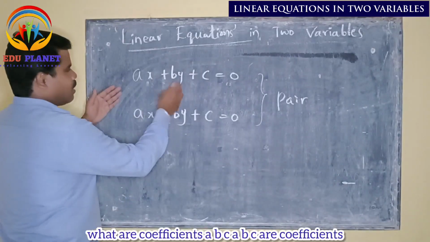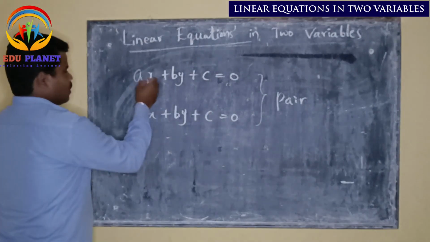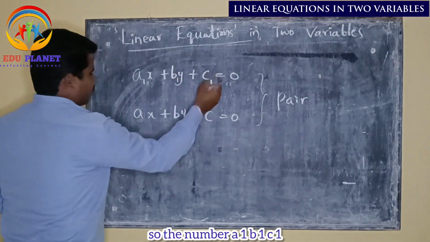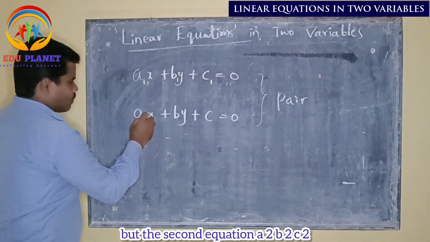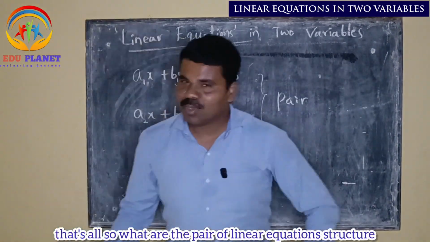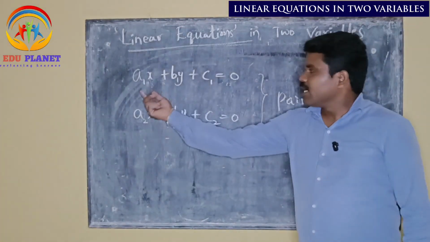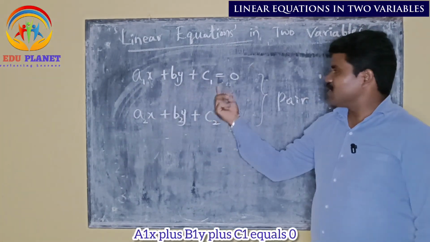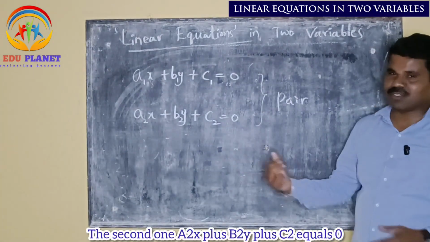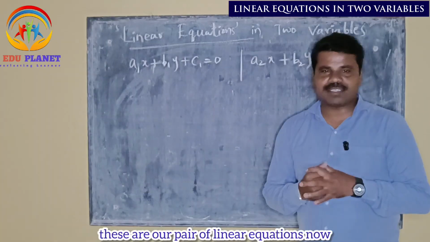What are coefficients? A, B, C are coefficients. So the numbers a1, b1, c1. For the second equation, a2, b2, c2. That's all. So, what is the pair of linear equations structure? a1x plus b1y plus c1 equals 0. The second one, a2x plus b2y plus c2 equals 0. These are our pair of linear equations.